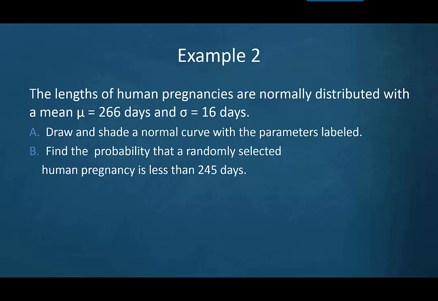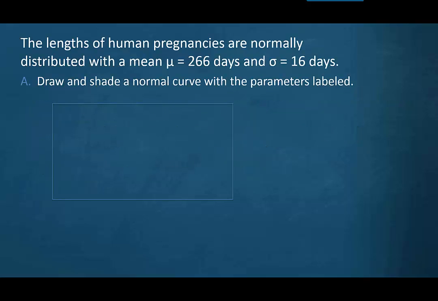Example 2. The lengths of human pregnancies are normally distributed with a mean of 266 and a standard deviation of 16. Part A and Part B. So Part A, draw and shade the normal curve with the parameters labeled. And then Part B, find the probability that a randomly selected human pregnancy is less than 245 days. So Part A. Again, if you haven't done this yet, go ahead and pause the video and see if you can work ahead of me.